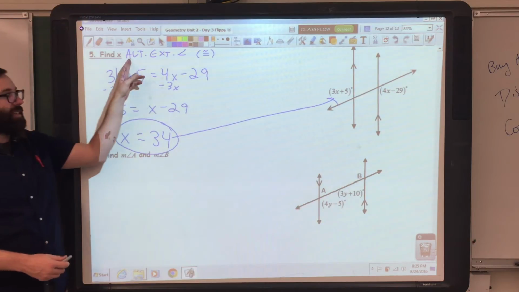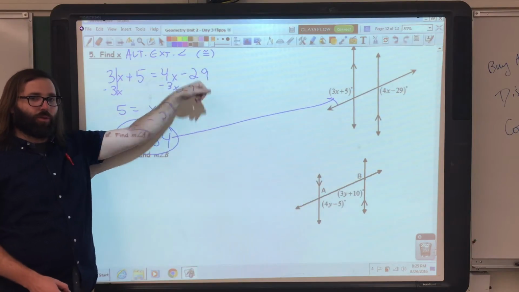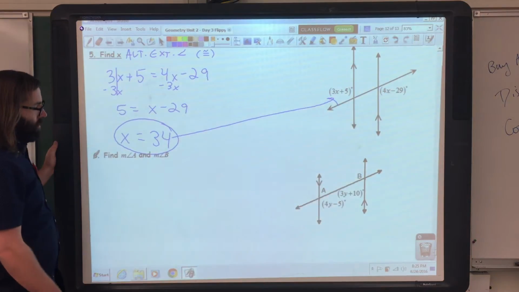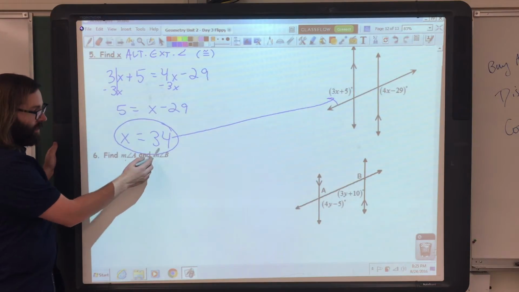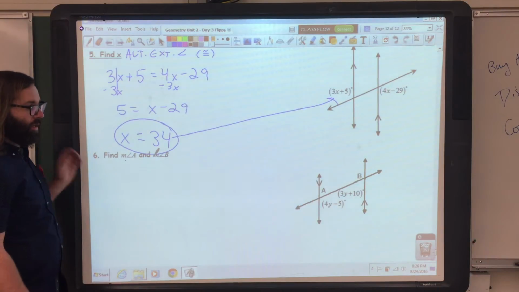Okay, so the important thing to do is identify what type of relationship it is, and then figure out if it's congruent or supplementary. So we have to find A and B. To do that, it's going to be a little tricky.